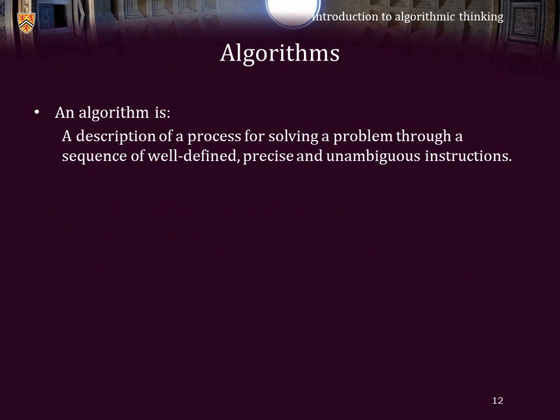All right, so how are we going to solve some problems? Well, some problems can be solved through an algorithm. An algorithm is a description of a process for solving a problem through a sequence of well-defined, precise, and unambiguous instructions.